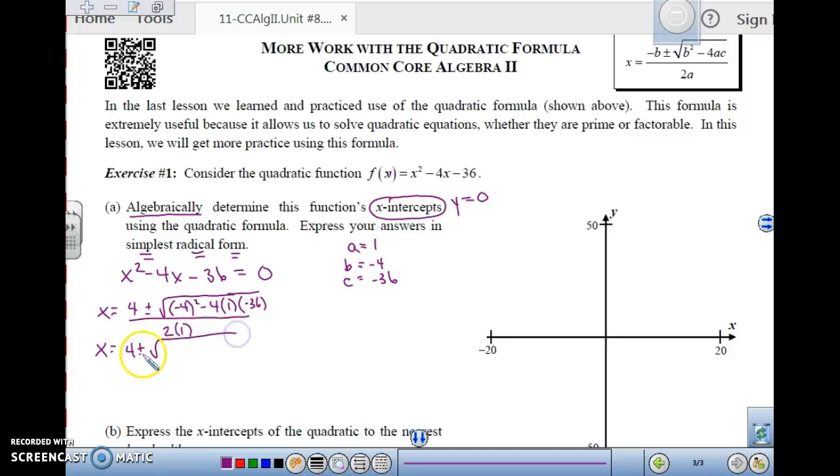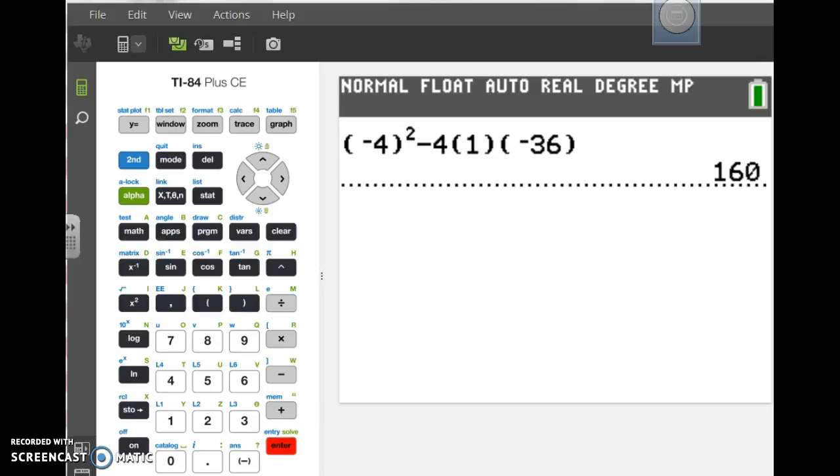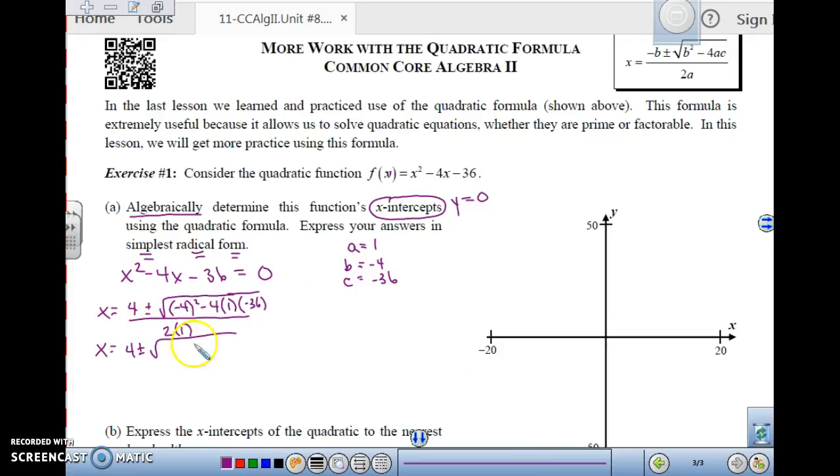All right, there's my square root. Go into my calculator, parenthesis, negative 4, close your parentheses, squared, minus 4 times 1 times negative 36. Close your parentheses. Now notice that looks exactly like what's on my paper, parentheses and all. And I get 160. All right, so this is going to be 4 plus or minus the square root of 160, all over 2.